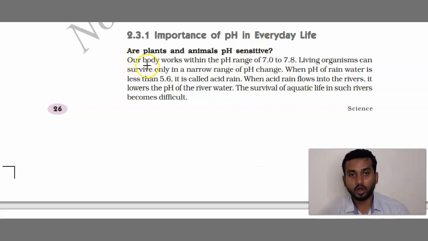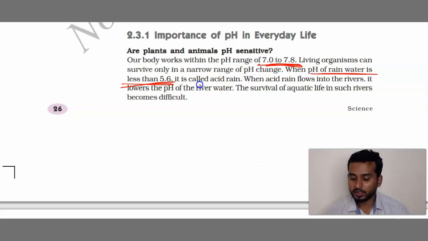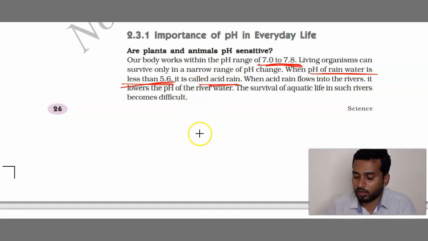Our body works within an optimal range, right? What is the optimal range? That is 7 to 7.8. Our body works in the pH range of 7 to 7.8. This is one, that is the narrow range of pH. When the pH of rainwater is less than 5.6, it is called acid rain. It is called acid rain.